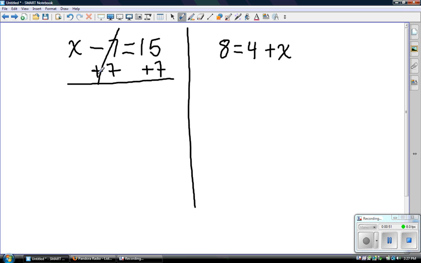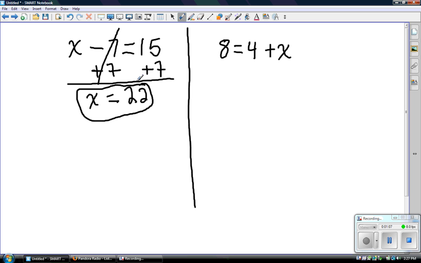Minus 7 and plus 7 cancel each other out, and what we're left with is just x on the left-hand side of the equation. And now on the right-hand side we have 15 plus 7. Now 15 plus 7 gives us 22. So the solution to our equation here is that x would be 22.